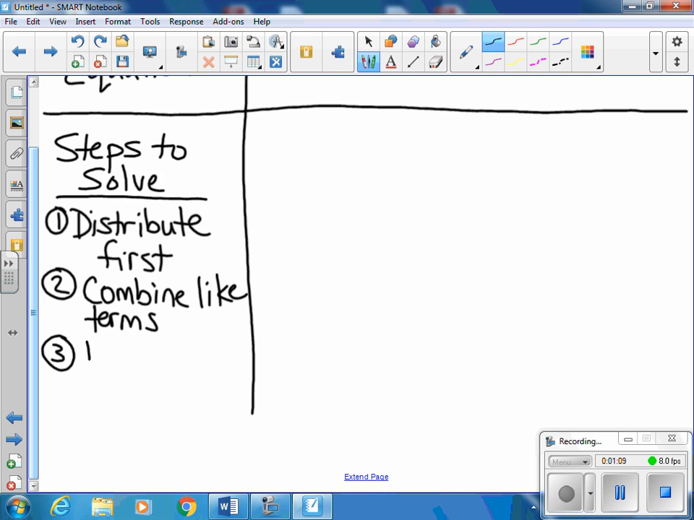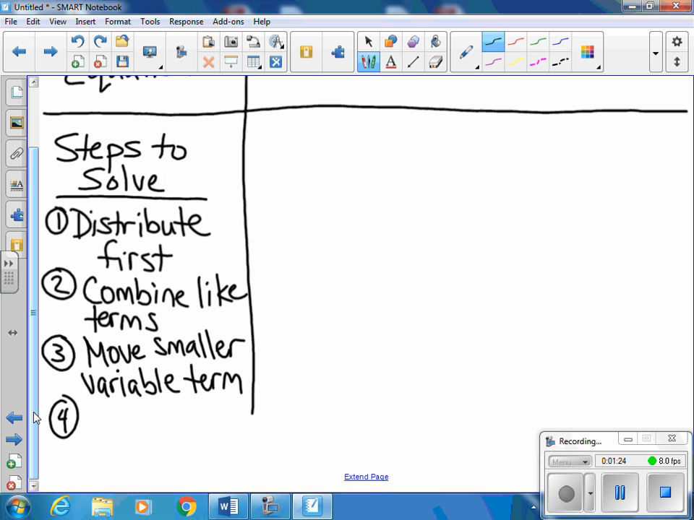And then if that doesn't exist, or if you've already done that, then the third step is to move the smaller variable term, because most times you're going to have variables on both sides. And then the last thing you're going to do is solve the rest of the equation. Sometimes you're going to be left with a 2-step equation, and sometimes it'll be a 1-step.